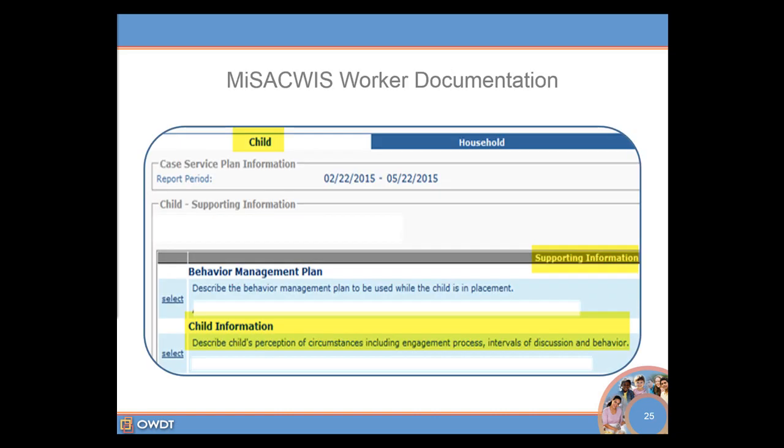The caseworker is responsible for documenting that the child has regular, ongoing opportunities to engage in age or developmentally appropriate activities, and what the foster parent or child caring institution is doing to support those activities in line with the Prudent Parent Standard. This information is to be documented in the Supporting Information section of the Case Service Plan under the Child tab in MiSACWIS. The documentation should be in response to the question, describe the child's perception of circumstances, including engagement process, intervals of discussion, and behavior.